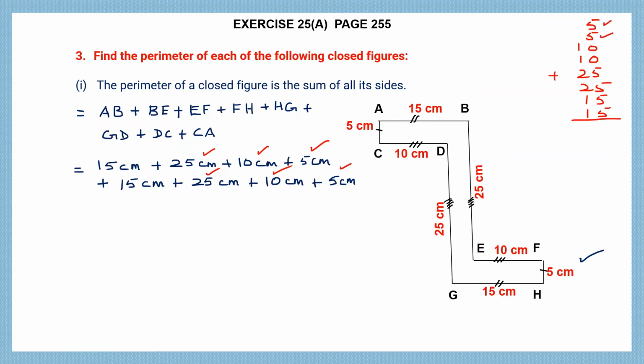5 plus 5 is 10. 10 plus 5 is 15. 15 plus 5, 20. 20 plus 5, 25. 25 plus 5, 30. 0, carry 3. 3 plus 1, 4. Plus 1, 5. 5 plus 2, 7. 7 plus 2, 9. 9 plus 1, 10. 10 plus 1, 11. So we've got 110. So the perimeter of this closed figure is 110 centimeters. So our answer here is 110 centimeters.